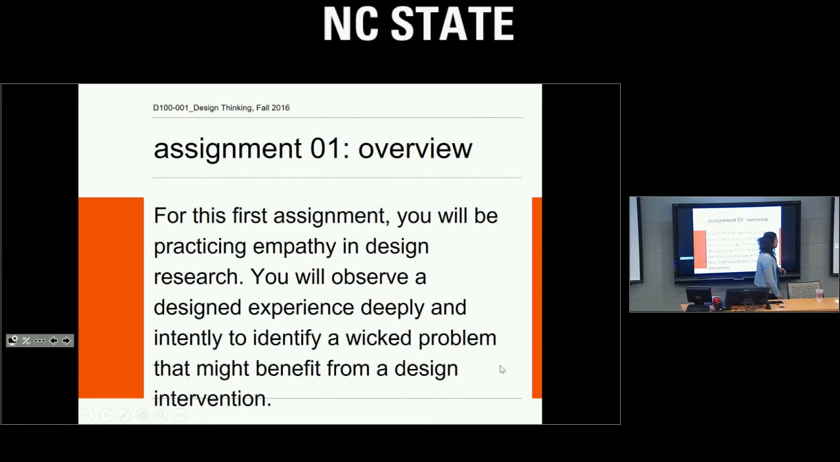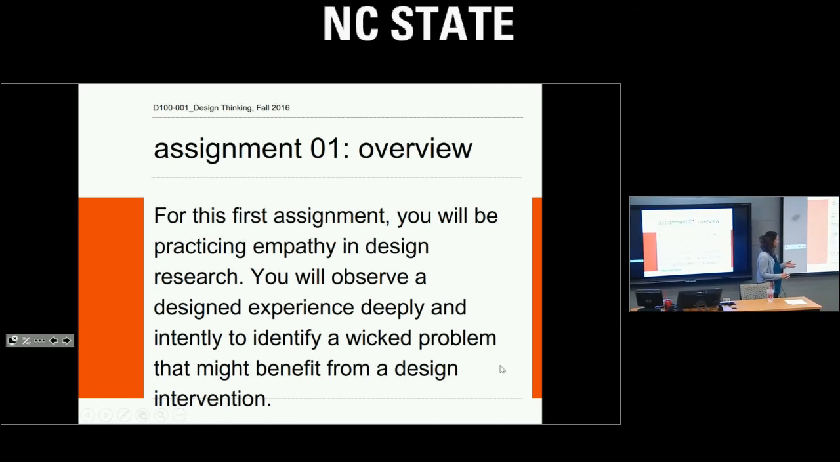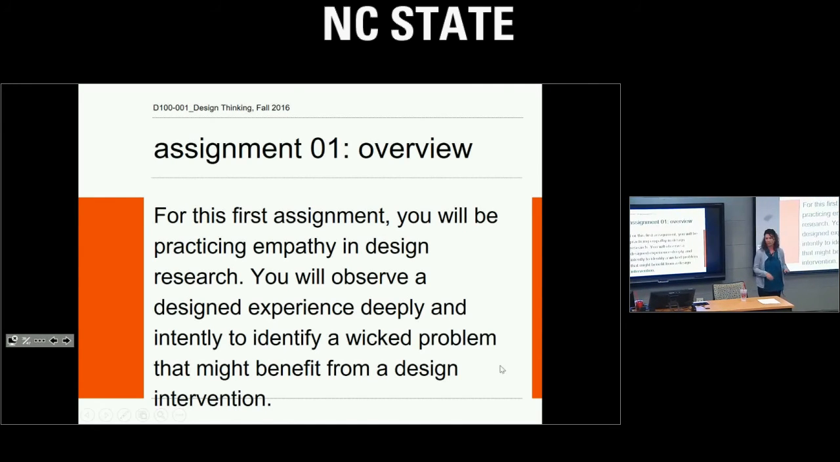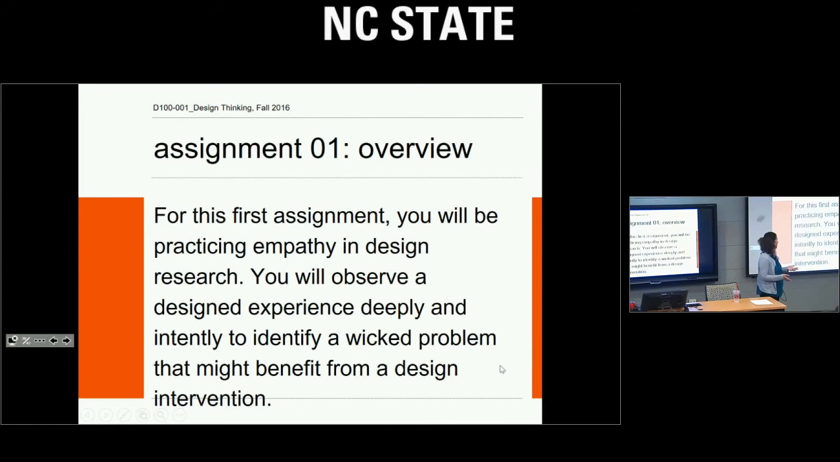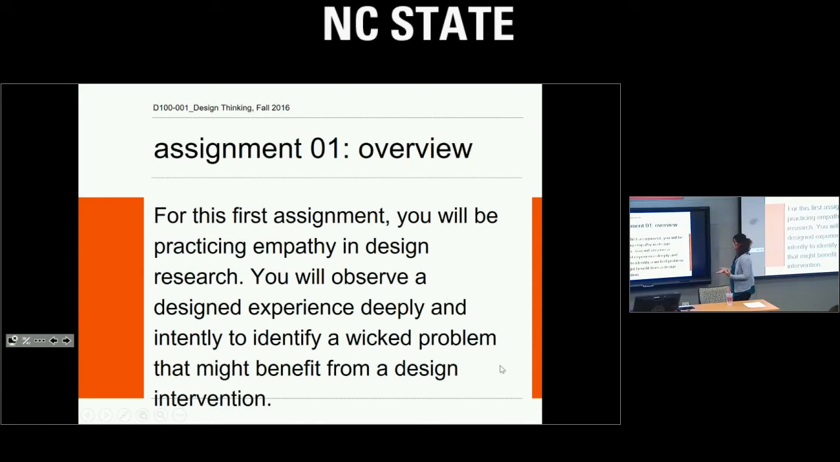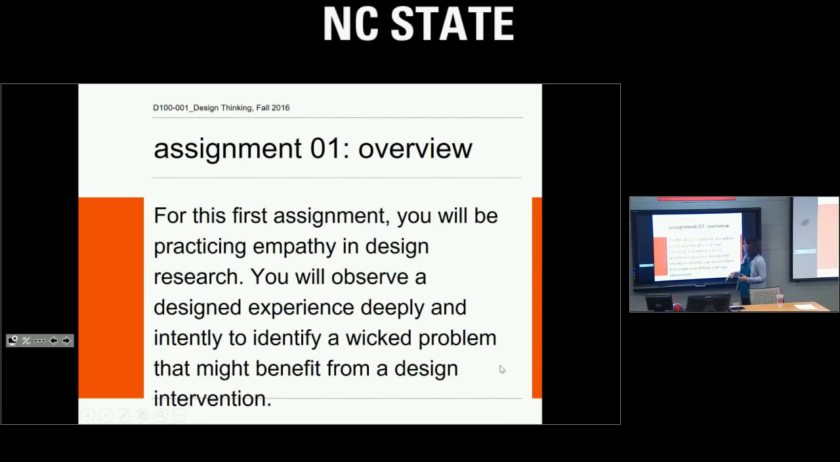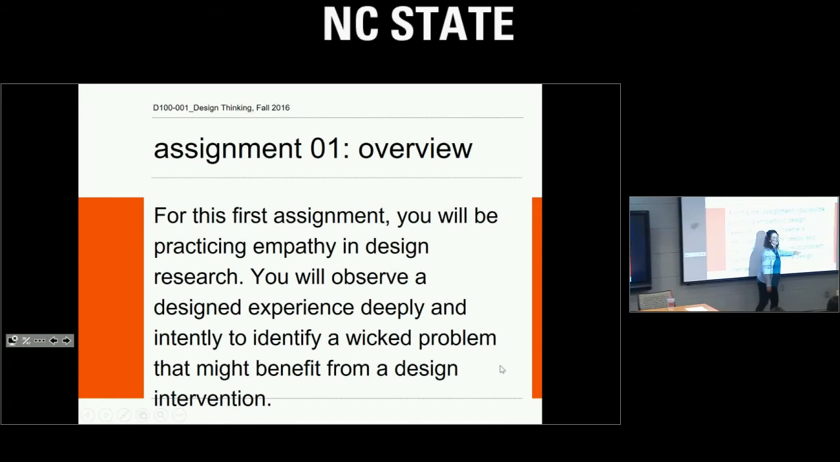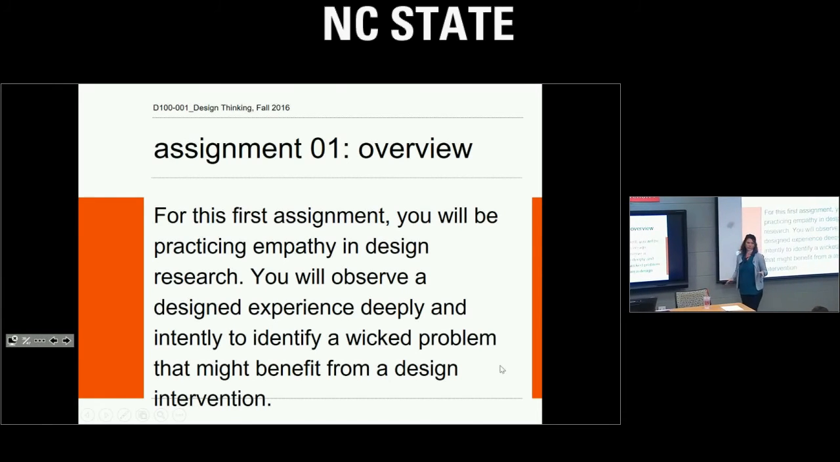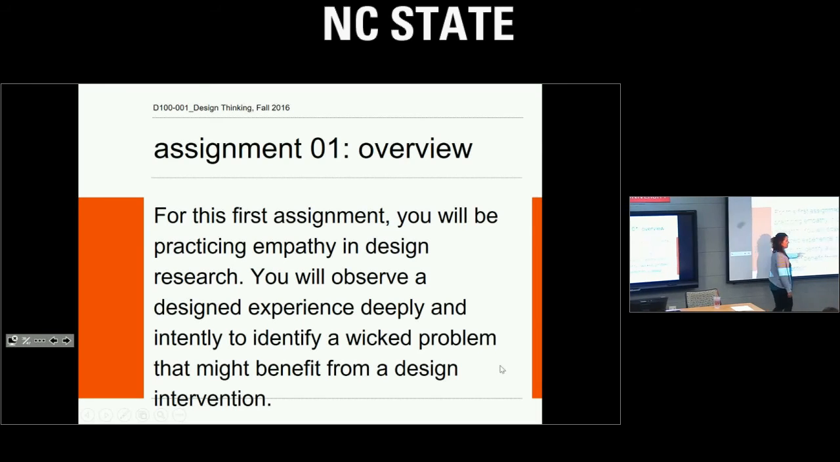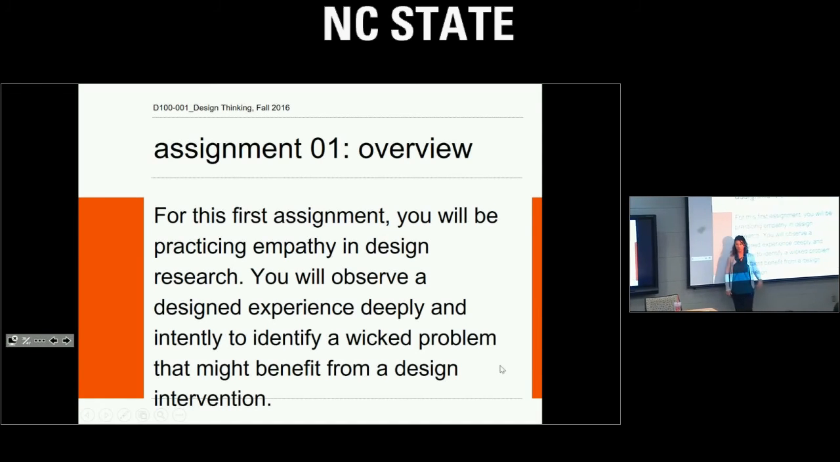So let's talk about assignment one. We've already kind of talked about it, but really specifically now. The goal of this assignment is for you to practice empathy in design research. So you're going to be observing a designed experience deeply and intently in order to identify a wicked problem. This is really the output of this assignment. You're not designing anything. You're not solving the problem. You're identifying what the wicked problem might be.